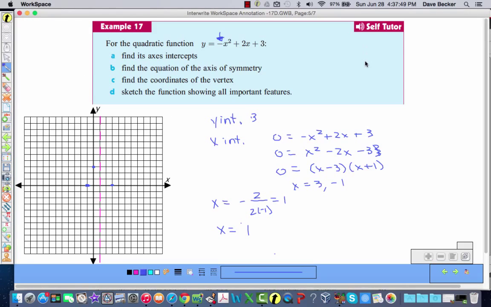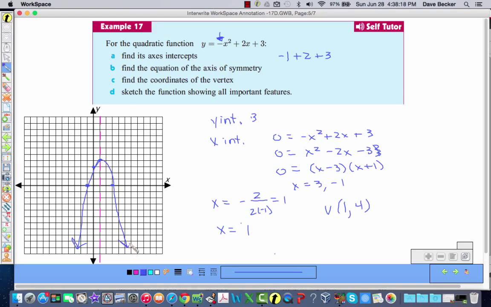And what else? Coordinates of the vertex. Well, the vertex has x coordinate of this 1, the same value as the axis of symmetry. So that would be -1 plus 2 plus 3. So that's going to be 4. So the vertex is at 1, 4. We have plenty to graph this now. And it's going to look like that.